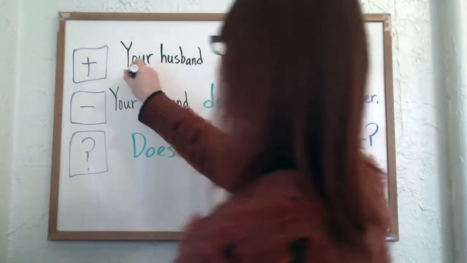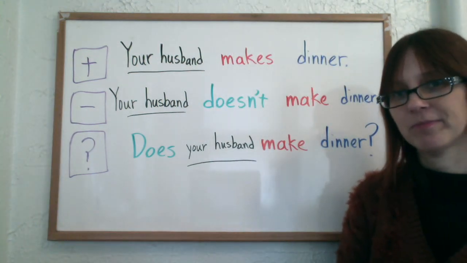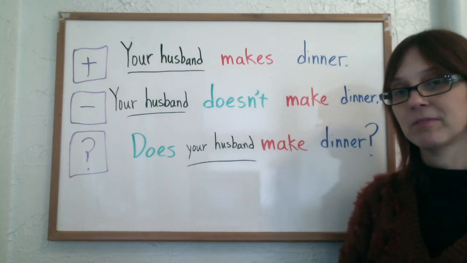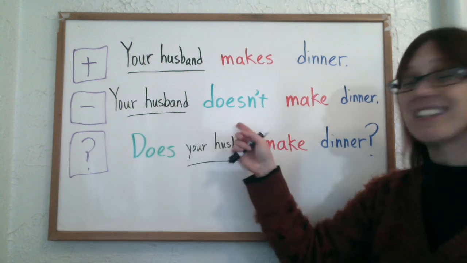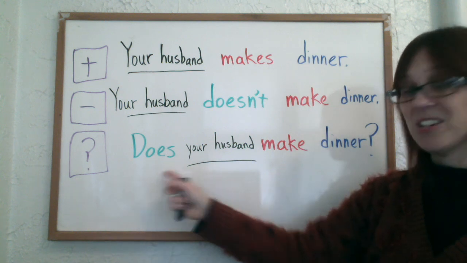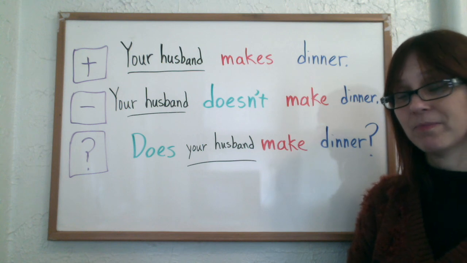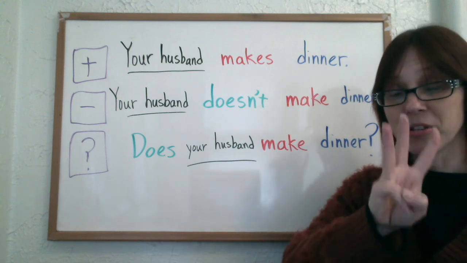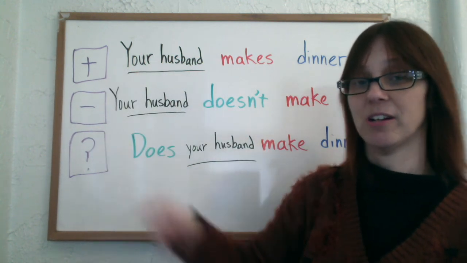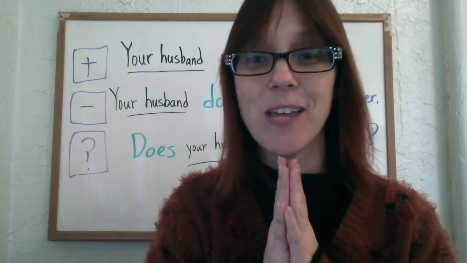So here I can talk about family, or I can use names. Your husband makes dinner. Your husband doesn't make dinner. Does your husband make dinner? So those are the three forms in present tense: affirmative, negative, and a question. And next class we will practice those forms. I will see you then. Bye.